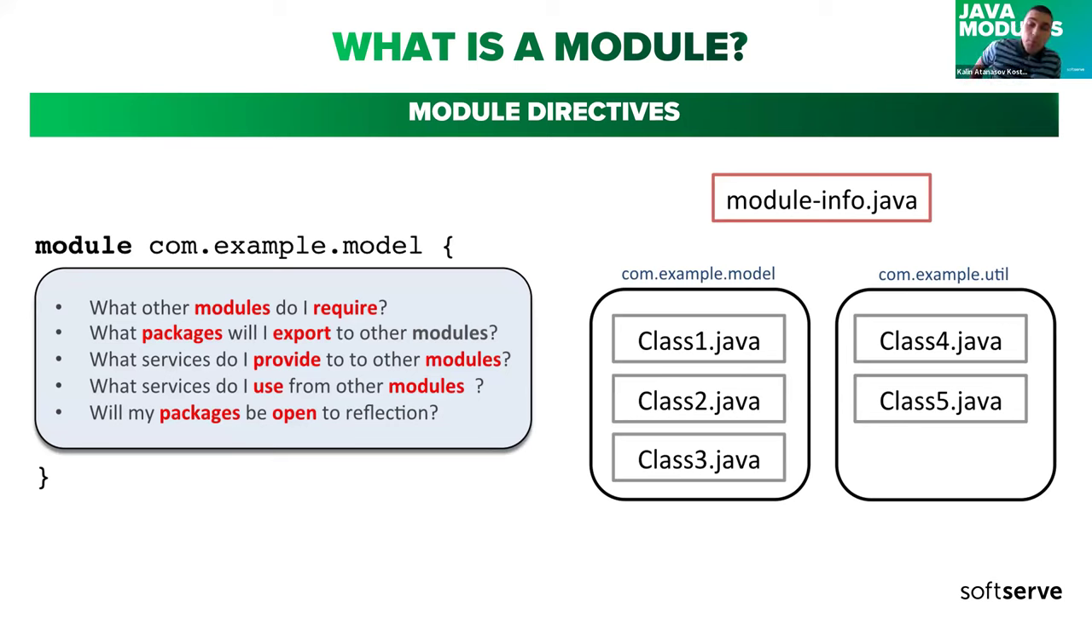So, in order to be part of the module system, we basically have to create a new directory, put our packages in there, and then just add the module-info.java file. This file declares the module and provides directives that define the dependencies of the module. There are some restricted keywords which are called module directives.